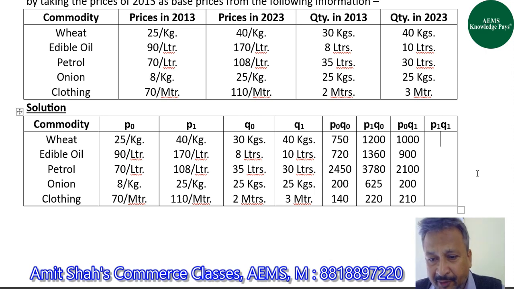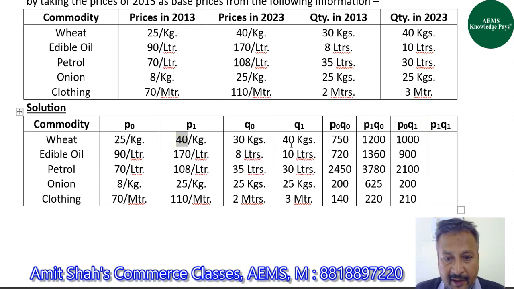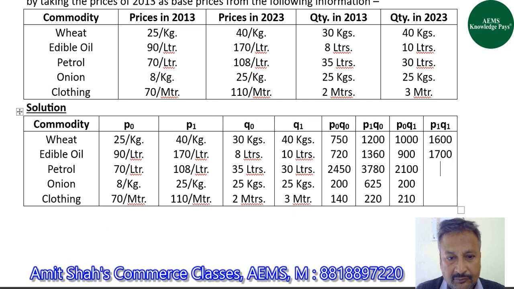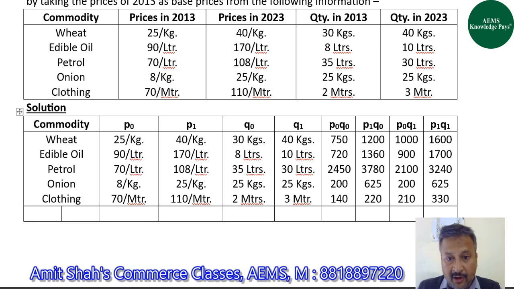And finally, the product of the price of current year multiplied with the quantity of current year, that is 40 into 40 means 1600, 170 into 10 means 1700, 108 into 30, 3240, 25 into 25, 625, 110 into 3, 330. Understood, guys, or not?